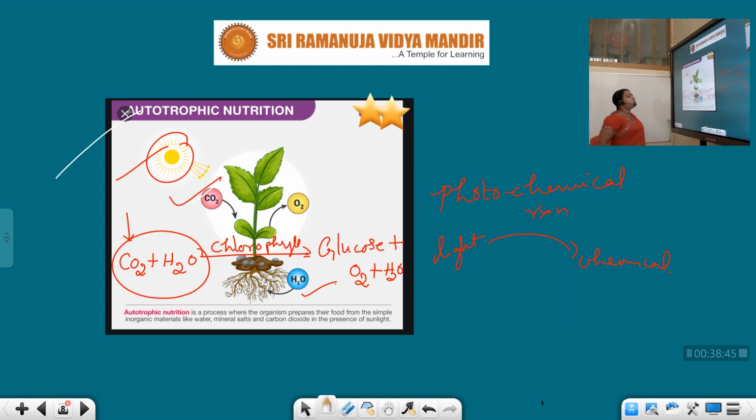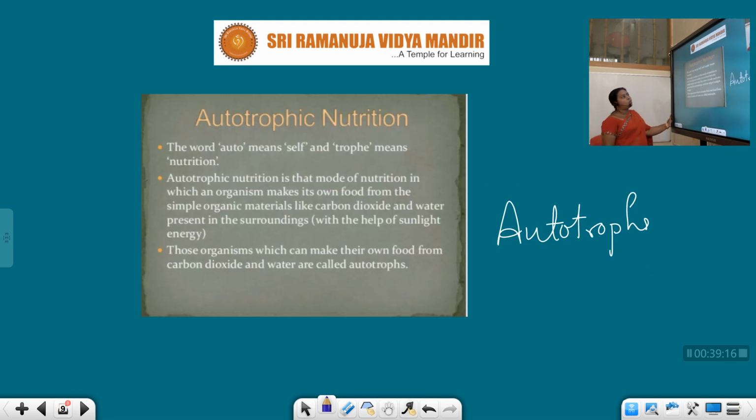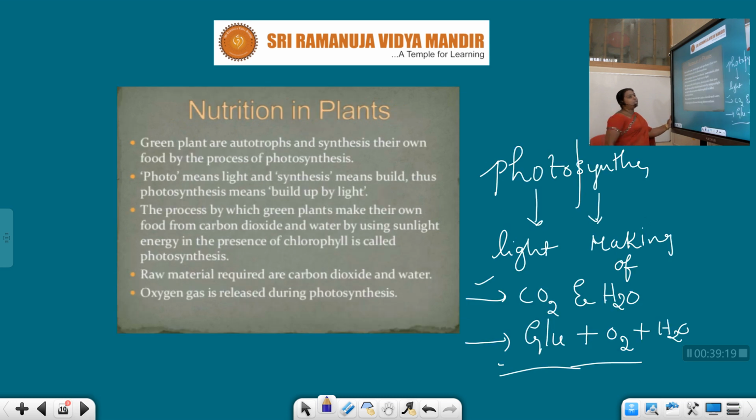Now let us discuss autotrophic. Here it's a process where the organism prepares its own food from simple substances like water, mineral salts, and carbon dioxide in the presence of sunlight. So this is a green plant, children. It takes carbon dioxide from the atmosphere and water from the soil, so it can prepare food materials such as glucose by the process of photosynthesis. Do you know what is meant by the word photosynthesis, children?